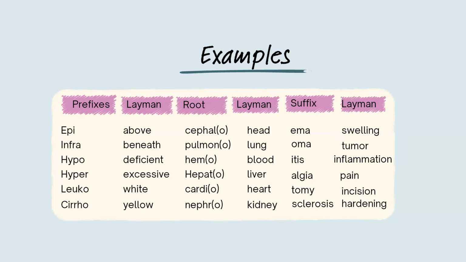Next one is root. Cephalo, and in layman language, we use the word head, pulmon for lung, heme for blood, hepat for liver, cardiac for heart, and nephro for kidney.